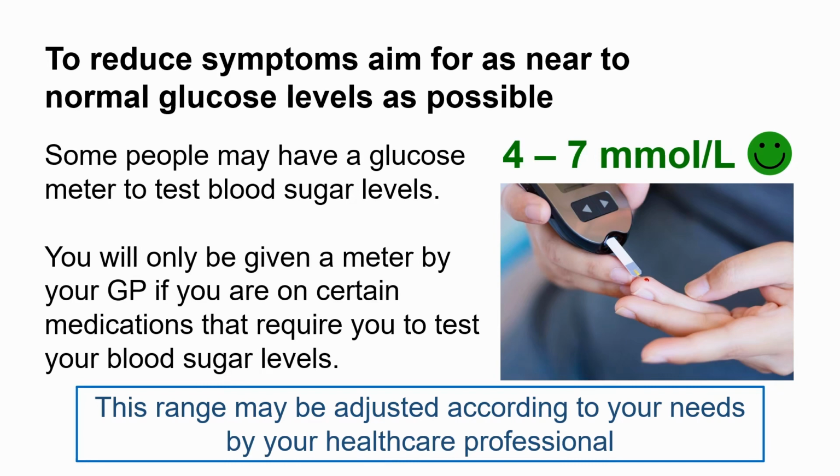You will only be given a meter by your GP if you are on certain medications that require you to test your blood glucose levels. If you have type 2 diabetes and are taking certain medications that increase your risk of having a low blood sugar level, you will need to regularly test your blood glucose levels at home. Your GP or diabetes nurse will advise you if testing is necessary.